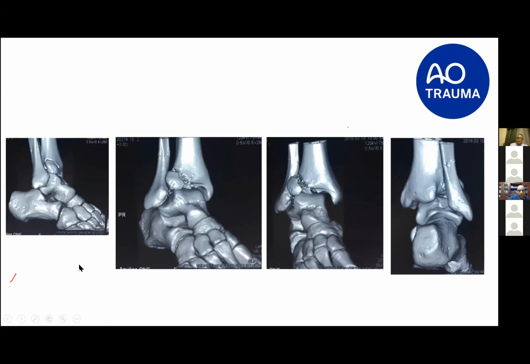So what are the recommendations? The panel? Of course, for me, I think we need to do an open reduction internal fixation. I would suggest fixation of the fibula and also putting a syndesmotic screw or something like that.